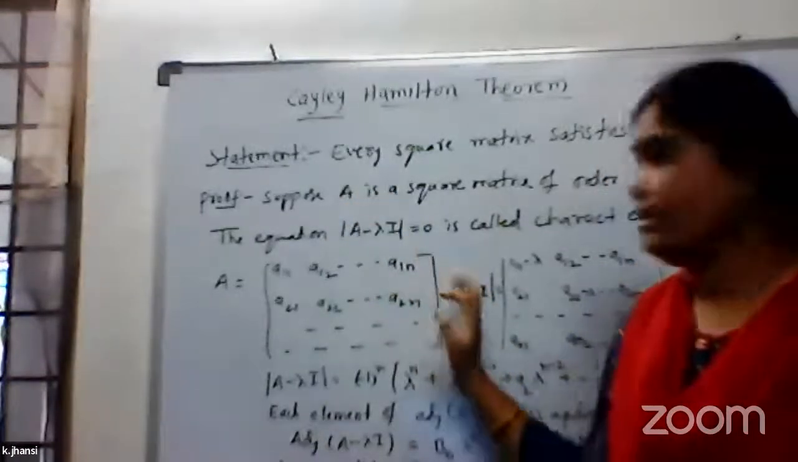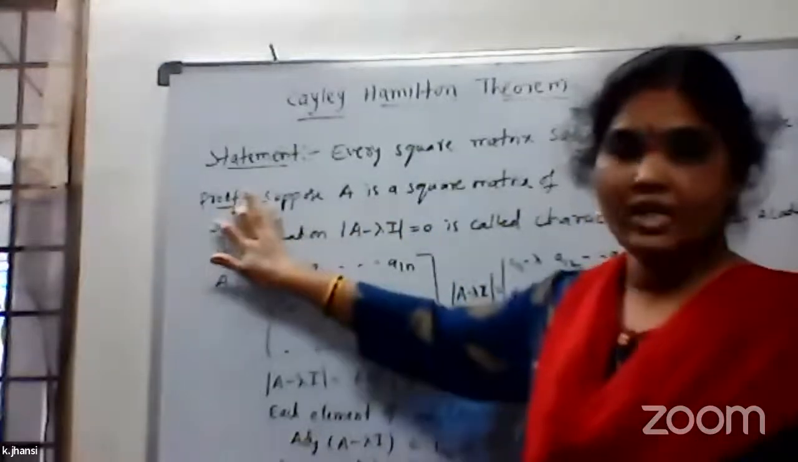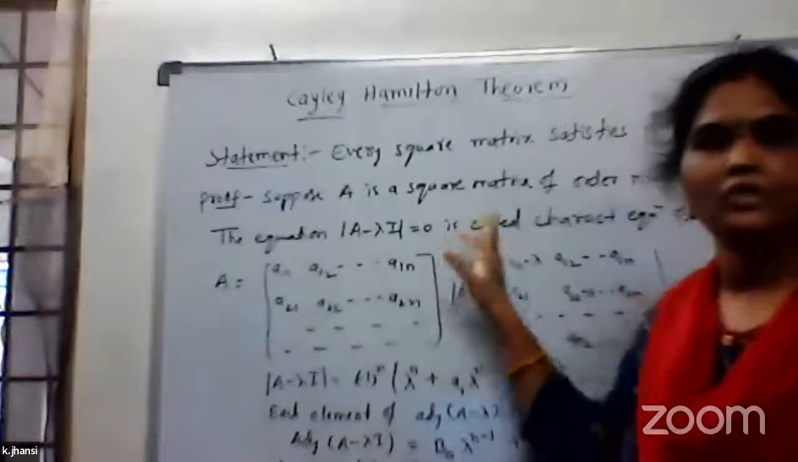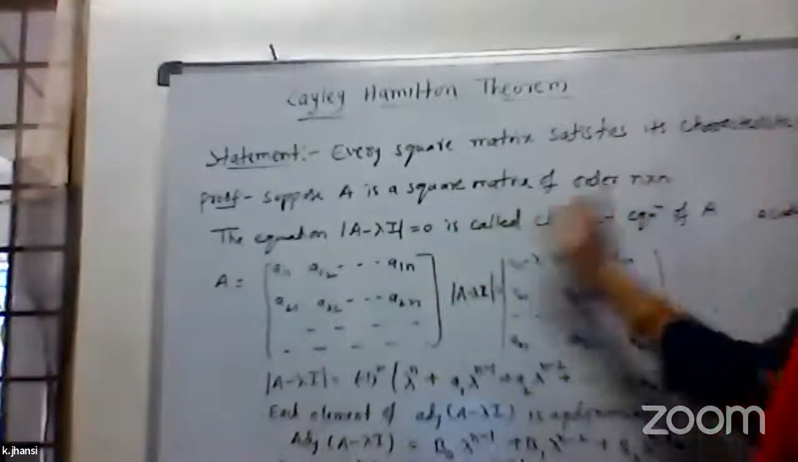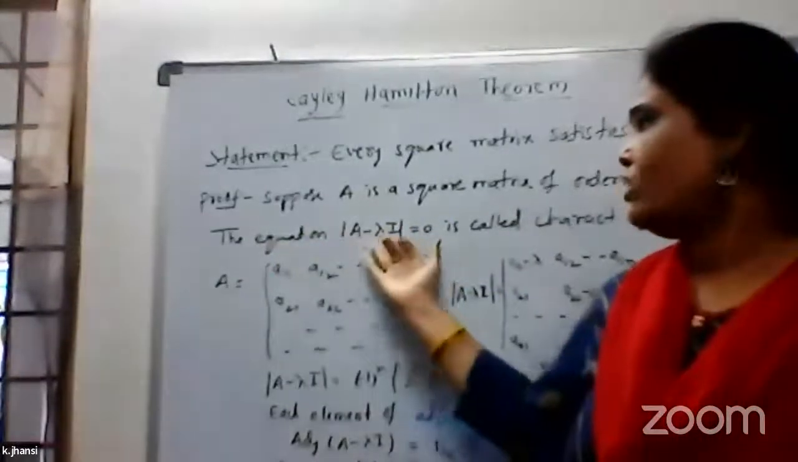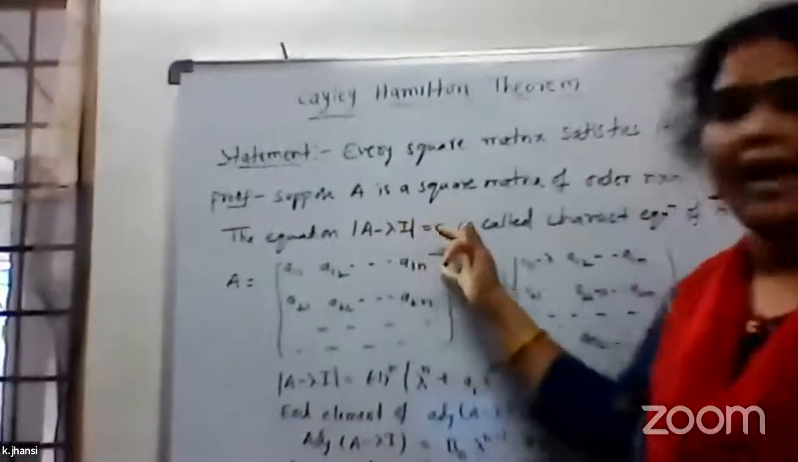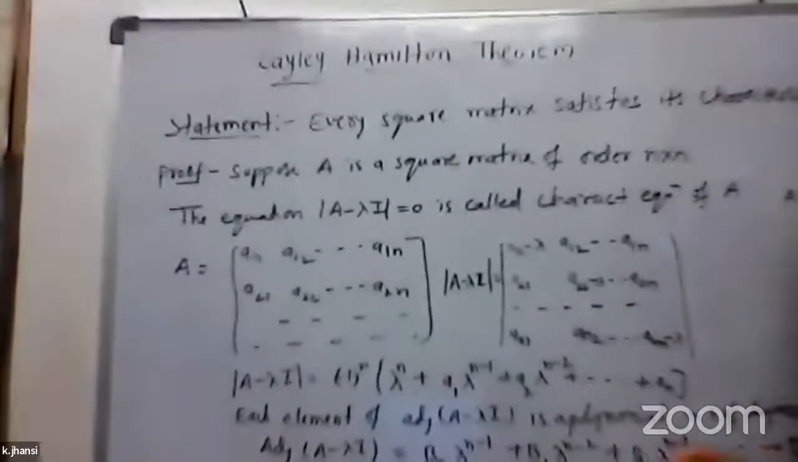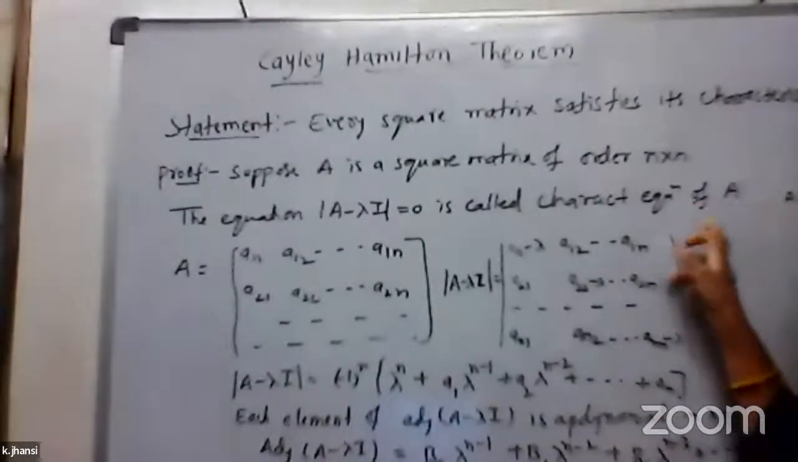on this one. Okay. So if you see the proof, first we have to write it as, suppose A is a square matrix of order n by n. So the equation, we know that the determinant of A minus lambda I equals 0 is called the characteristic equation of A. Okay.